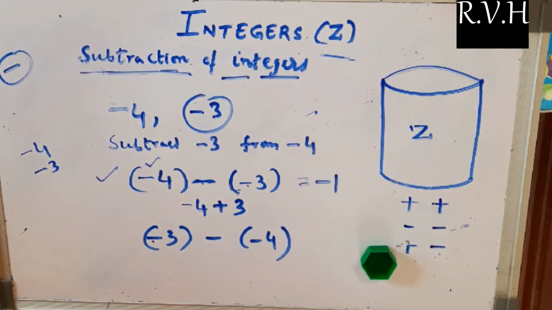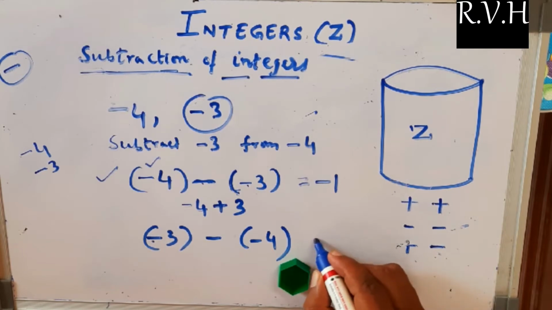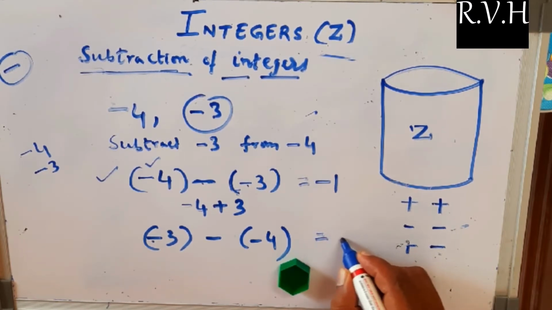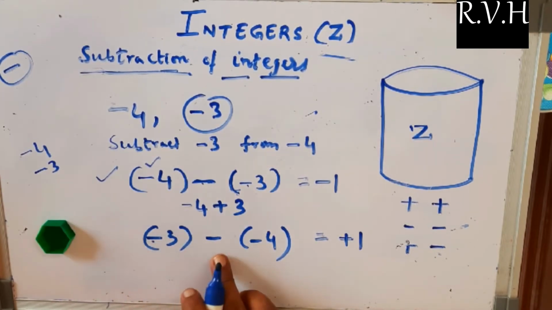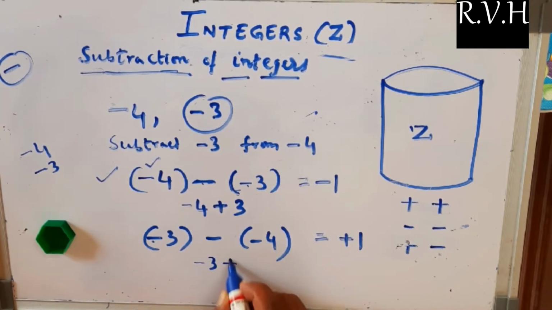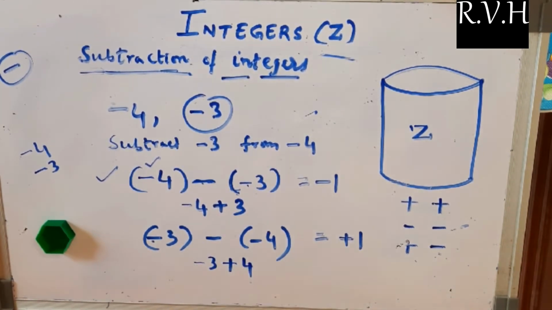So what am I left with? What are you looking at? It is a green one, so hence it's a plus number, plus 1. So minus 3 minus of minus 4 is plus 1. It is the same as minus 3 plus 4, right? So obviously you can understand the difference in exchanging the places here. Here you get a minus number, here you get a plus number. So this is the way to subtract integers.